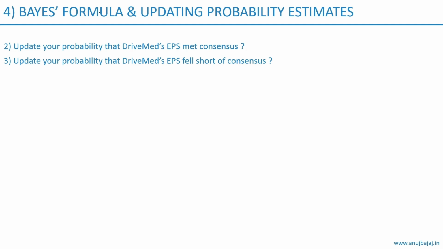I want you to solve these two questions by yourself, where you are required to update the probability that Dreimed's EPS met consensus given the new information, and also update the probability that Dreimed's EPS fell short of the consensus given the new information. So if you have solved the questions, the answer to question 2 is 14.63%, and the answer to question 3 is 3.05%.